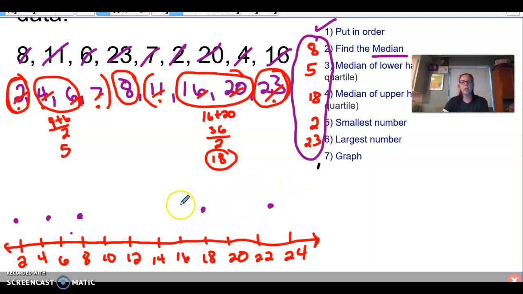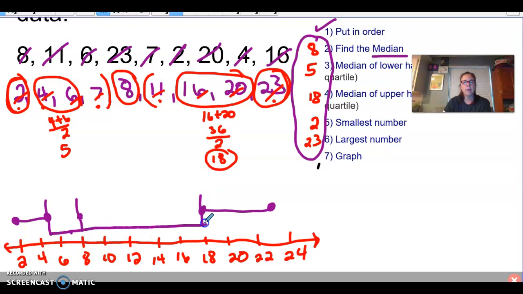Now, remember it was a box and then whiskers, so the whiskers connect these last two. Hopefully yours will be better than mine. It'll connect these first two, and then the box. How I show people how to do that, just draw 3 lines through the points, and then connect the bottom of the lines and the top of the lines. And there you've made a box and whisker plot.